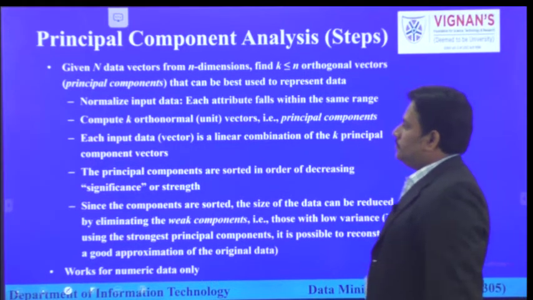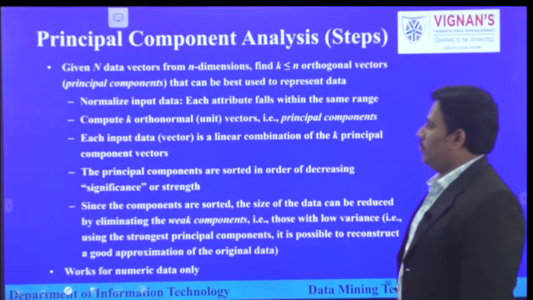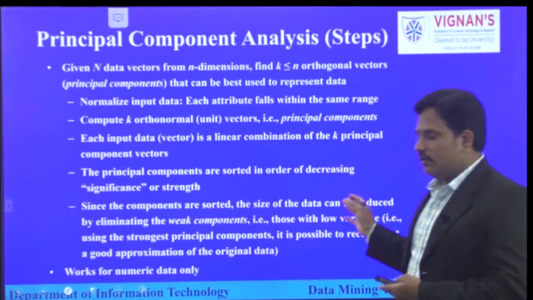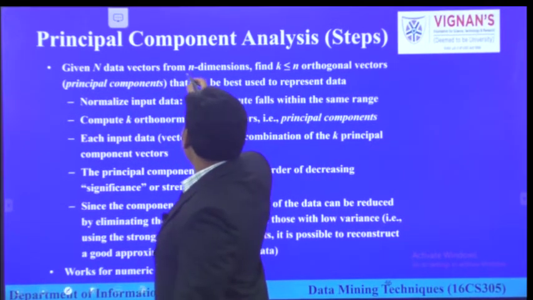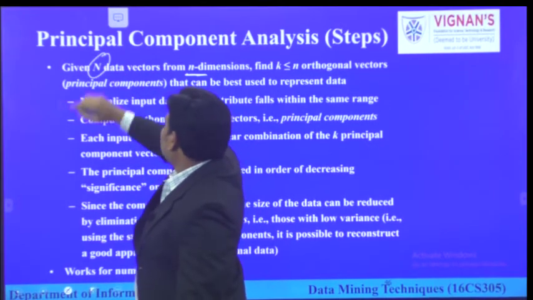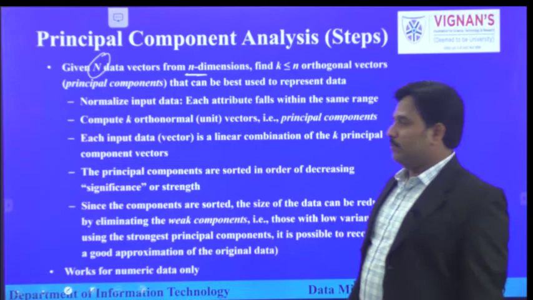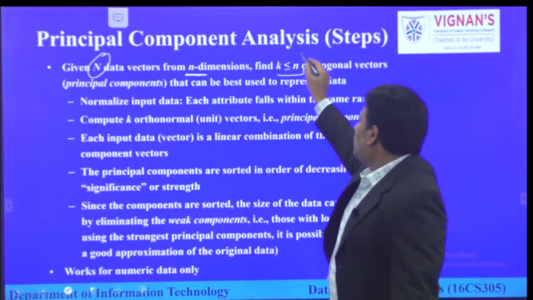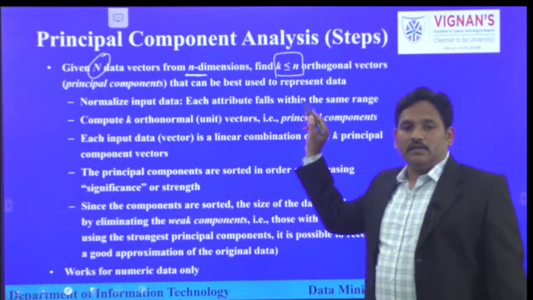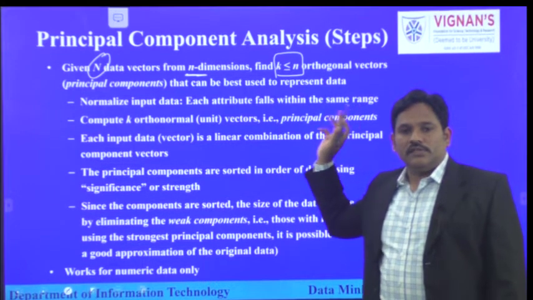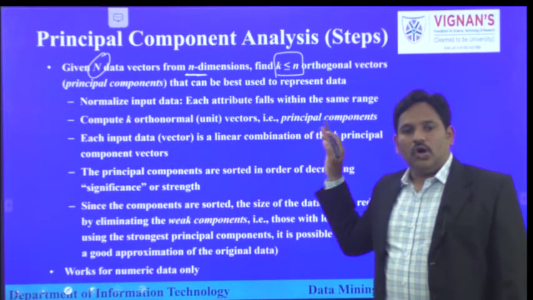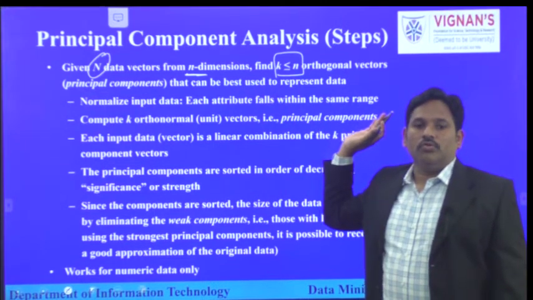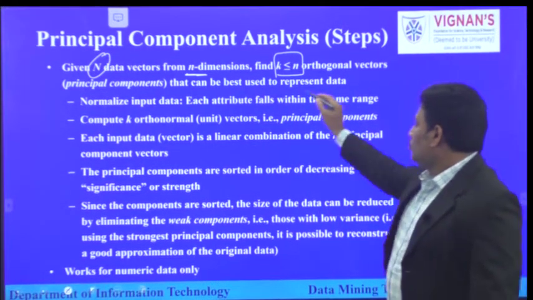Now we have some limitations here. For given n vectors from n dimensions, we are drawing orthogonal vectors, as we have seen in the previous slide, for all the attributes. So we have a total of capital N data vectors and small n dimensions. Here we want to find k less than or equal to n. That means it is possible to draw as many orthogonal vectors as the count of dimensions, and these can be used to represent the data.